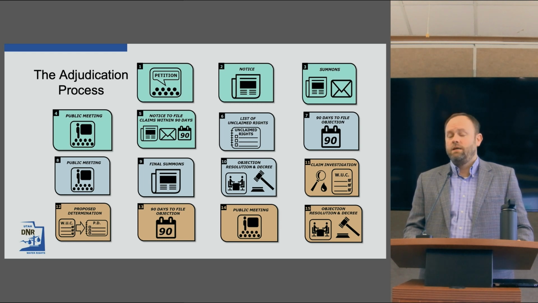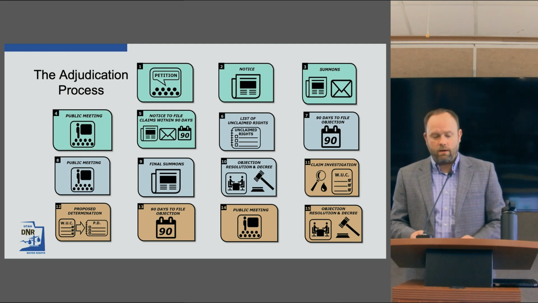That's the first phase. The second phase is the list of unclaimed rights phase, and so we compare the claims we've received with the records we have, and we compose a list of rights that are not claimed, and we file that with the court and ask them to abandon it. And then the third phase is the claim investigation phase, and results in what's called the proposed determination. I'm going to dive into all of these in detail, so don't worry that I'm going really quick on this part. Let me just make sure I hit everything I wanted to hit here. Yep, I got it. All right, so moving on.